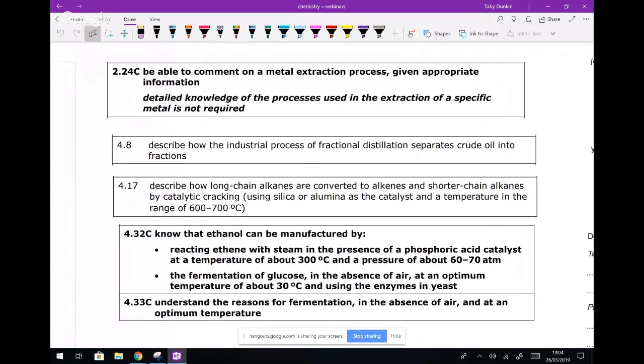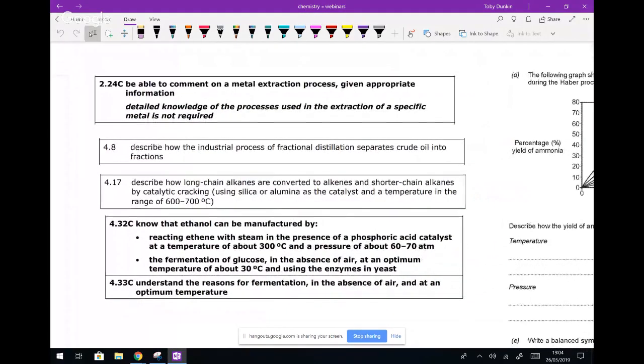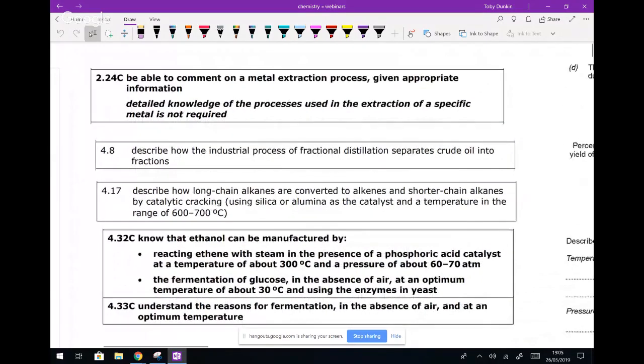So I've taken your spec points and I've hacked it up in order to pull out these bits and pieces that you need. So the first one is metal extraction. It's nice to see that the metal extraction processes are still there, but they're not going to specifically ask you for conditions that they need. I'm going to look at the electrolysis of aluminium in this webinar specifically, and I might even do a little bit of the blast furnace.